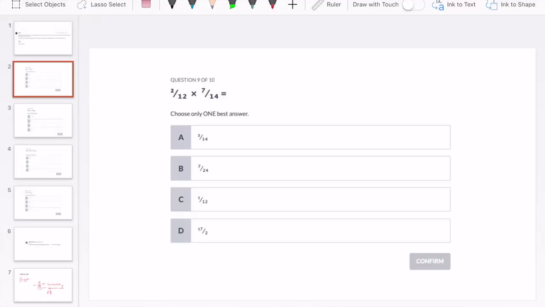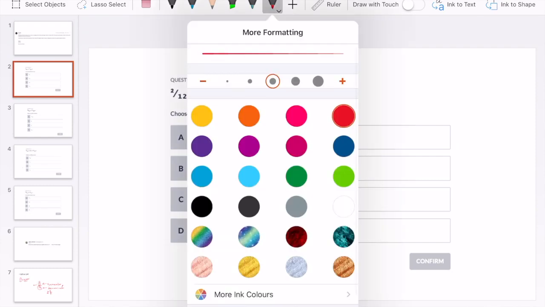Thank you for contacting me through Study Hat. Today we're going to look at fractions, different ways that we can work out fractions. So let's get started. The first question we're going to look at is 2 over 12 times 7 over 14.